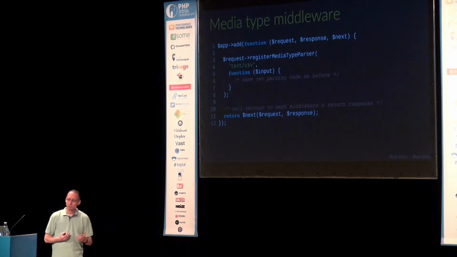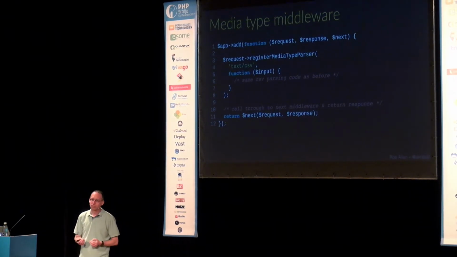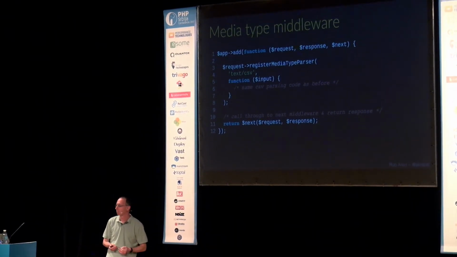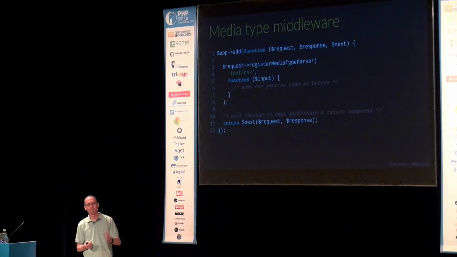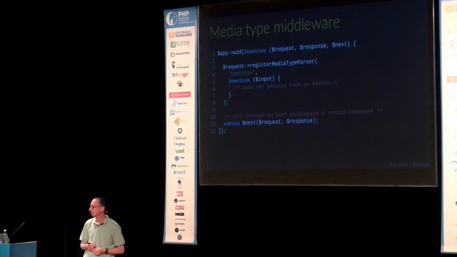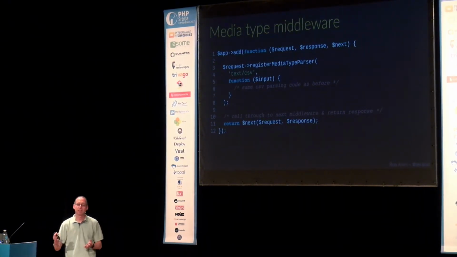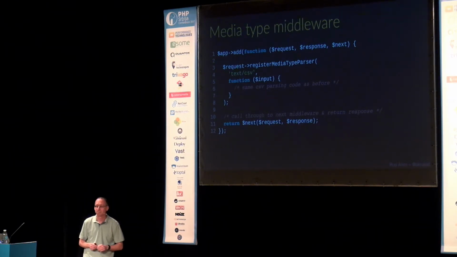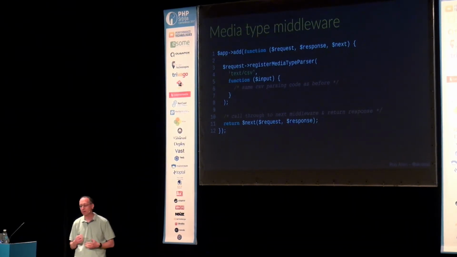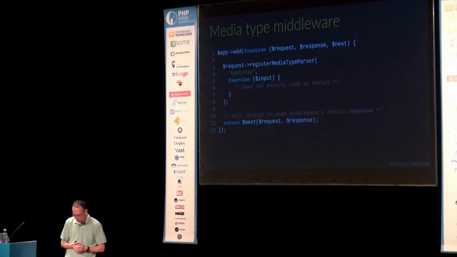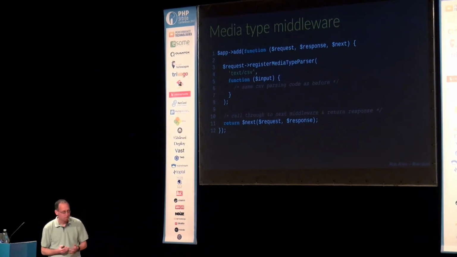So we have that media type that we need to register every time. One way we can do that is to implement it as middleware. So every time the middleware runs, we register our media type parser so that we can decode text CSV. That's one use of middleware. A handy way to do things. Let's go on to types.